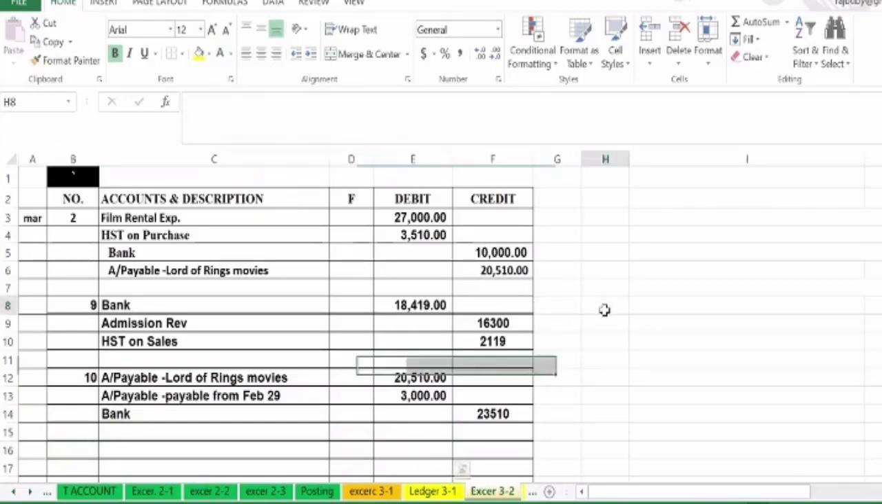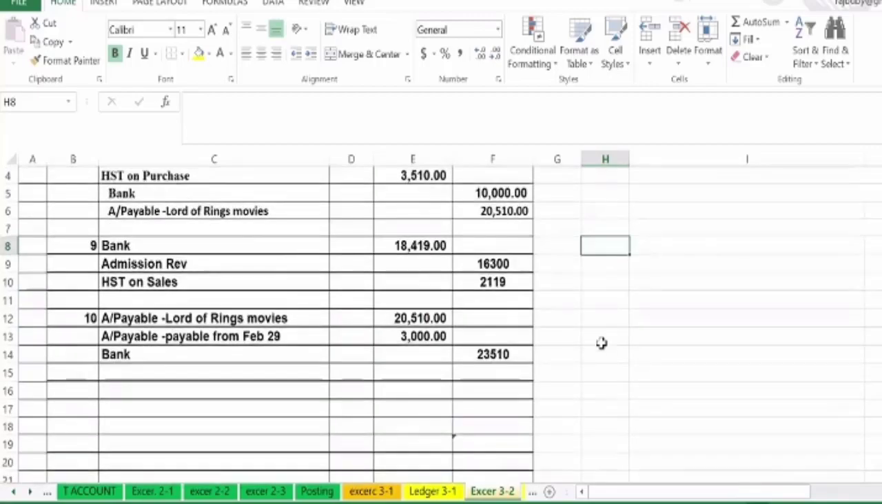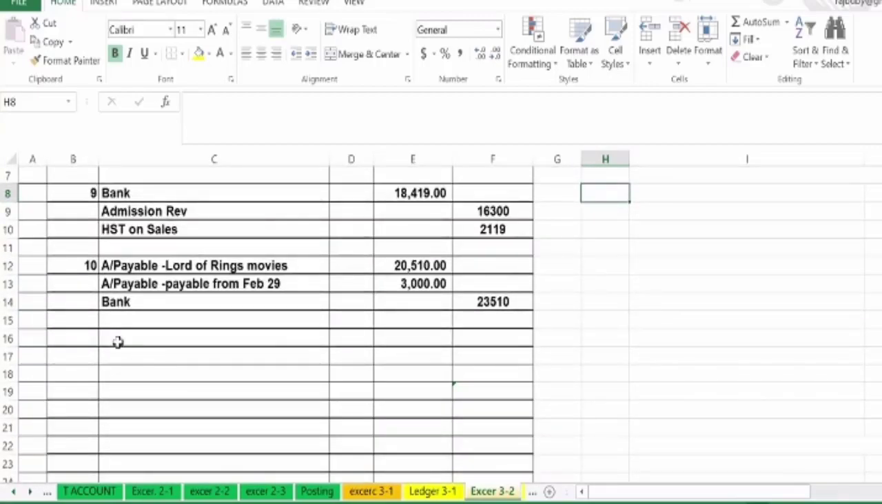Okay. So March 10th again. Sold gift certificates totaling 5,100. So you'll debit your bank account for 5,100 because there's cash. And then you will do unearned revenue, and then we will credit that for 5,100. Yeah, good.